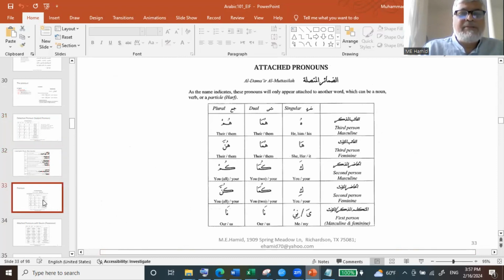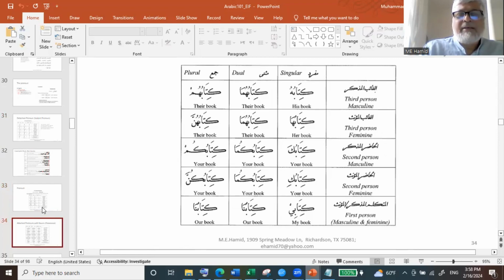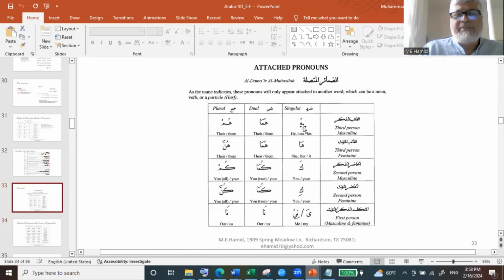And then we looked at the attached pronouns, like hu, huma, hum, hi, ha, huma, hunna, ka, kuma, kum, ki, kuma, kunna, ni, na, or ya, na. These are used as a possessive pronoun or object pronoun. So it is attached to a noun to create that situation. For example, the pronoun hu means his or him.